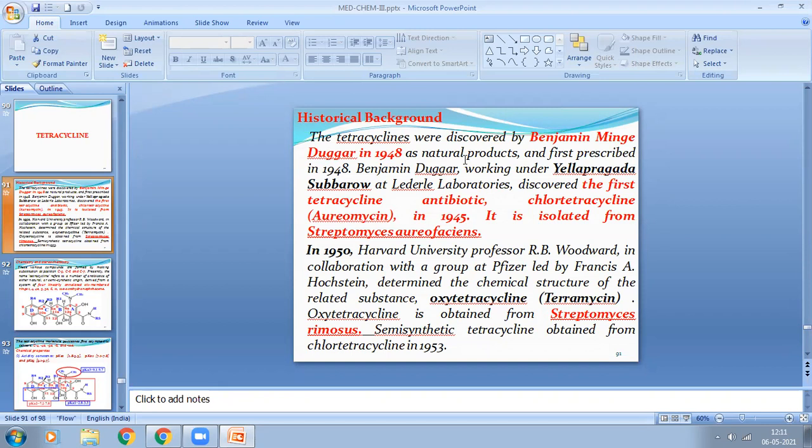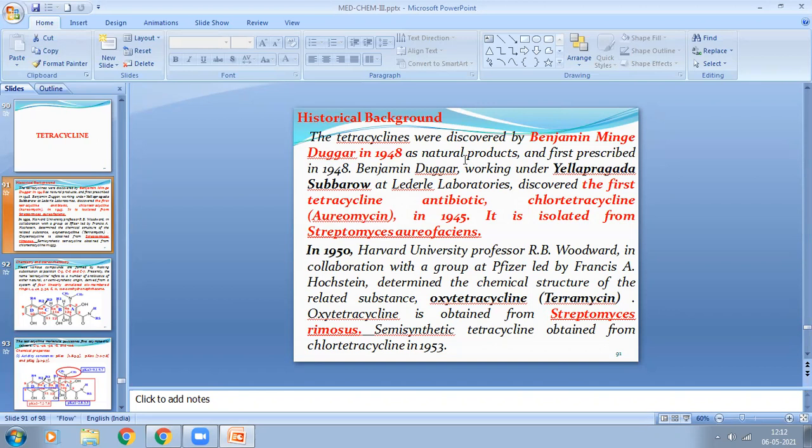Benjamin Duggar, working under Y. Subbarao, a scientist who was working in the Lederle laboratories, discovered the first tetracycline antibiotic, that is chlortetracycline. The first discovered tetracycline is chlortetracycline, which is also called aureomycin.